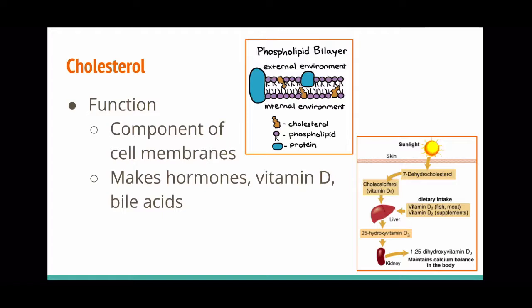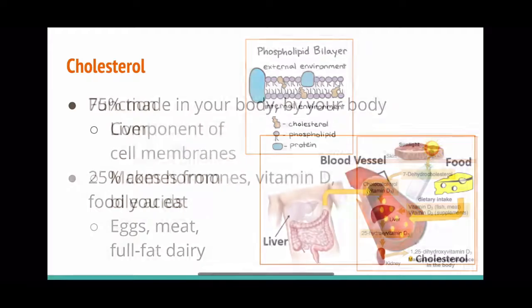We need it in order to get that vitamin D, especially in Wisconsin during the winter when it's dark for 15 hours a day. It's really important that we are able to make vitamin D when the sun is out, or it can really mess with our body functions. And lastly, it makes bile acids in your liver that go to help digest the fats in the food you eat in your digestive system. So cholesterol is really important.